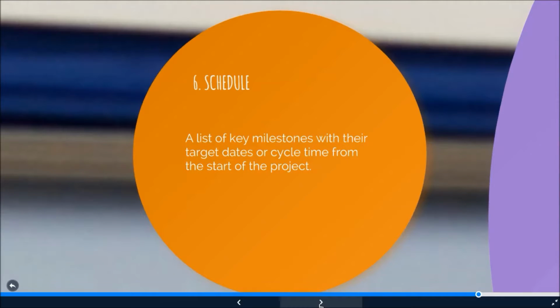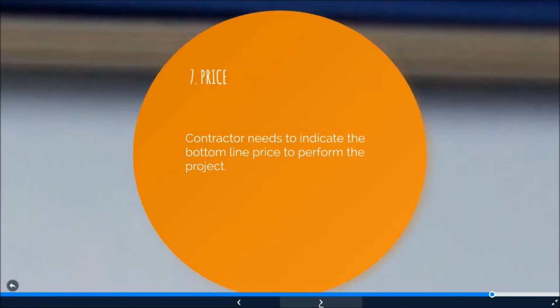Sixth is schedule, which is a list of key milestones with their target dates or cycle time from the start of the project. It can be provided in the form of a network diagram or bar chart, which could increase the customer's confidence in the contractor's ability to manage the project and provide all the deliverables in accordance with the customer's requirements.